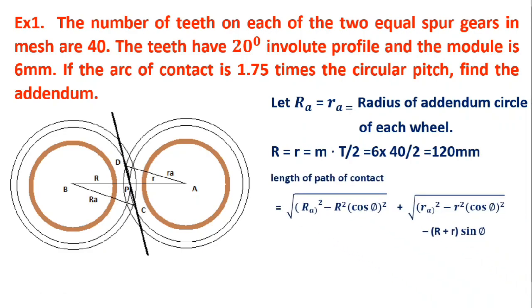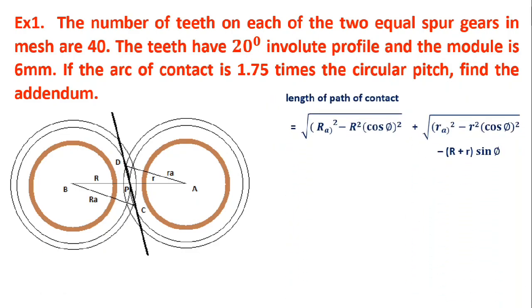The length of path of contact is determined using this equation: root of the addendum circle radius squared minus the pitch circle radius squared into cos squared of the pressure angle, plus root of the addendum circle radius of the pinion squared minus the pitch circle radius of the pinion squared into cos squared of the pressure angle, minus capital R plus small r into sin phi. We have also seen the derivation of the length of path of contact. You can refer to the video on this, which will appear on the top right corner as a YouTube iCard.